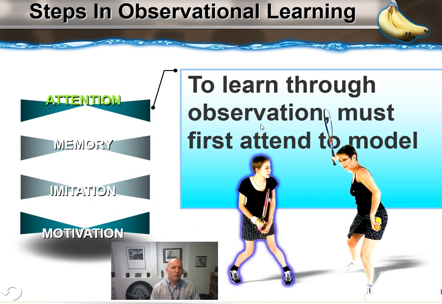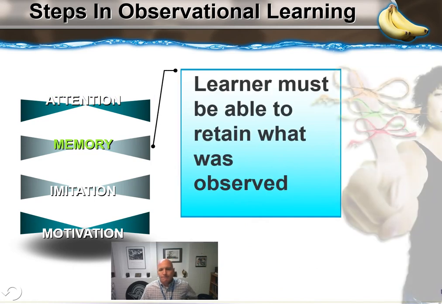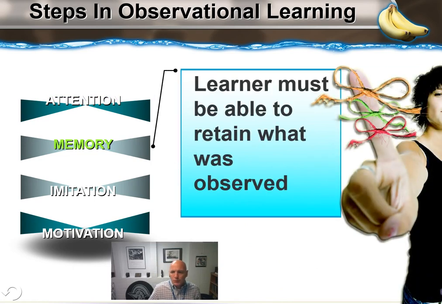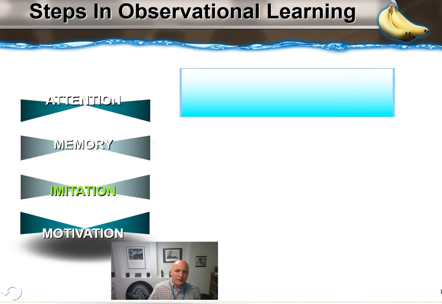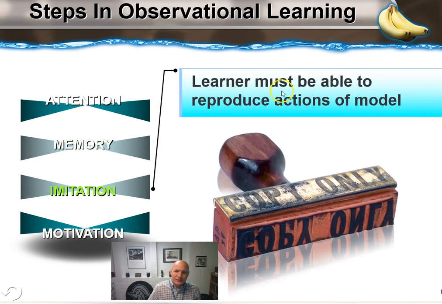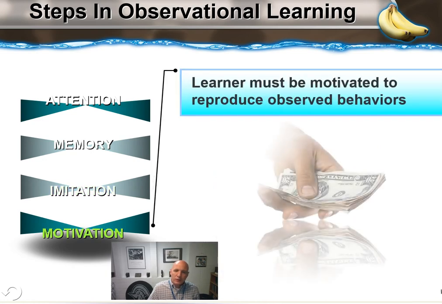So let's talk about observational learning. One must do 4 things to imitate a model. You must pay attention. You must hold it in your memory. Here, the learner must be able to retain what was observed. They must imitate this. The learner must be able to reproduce actions of a model. And then finally, the learner must be motivated to reproduce observed behaviors.